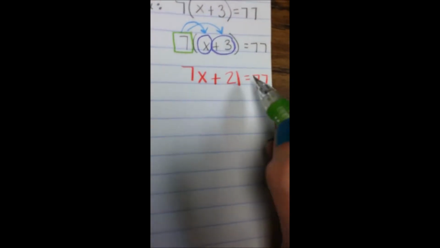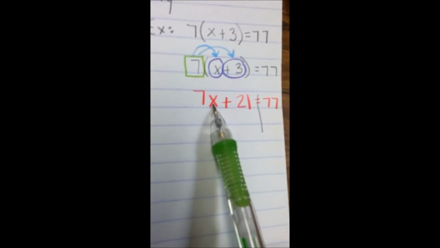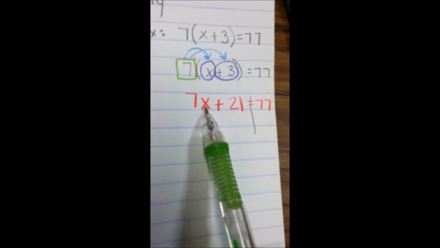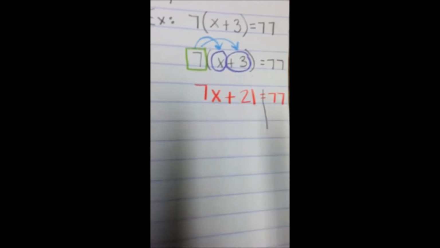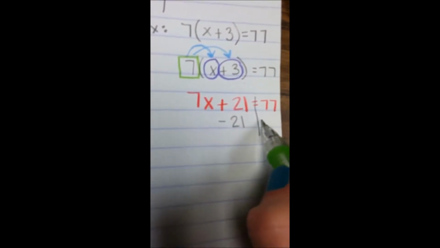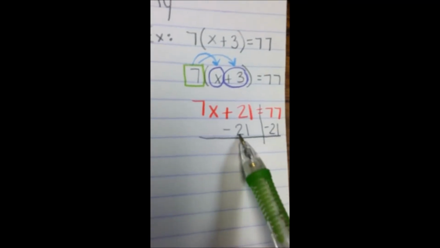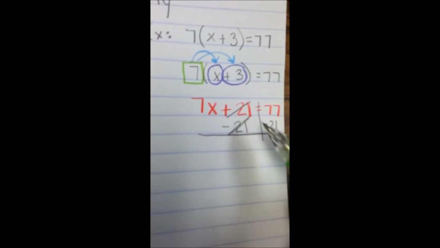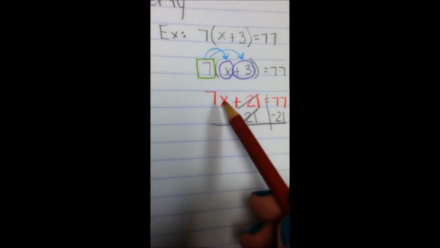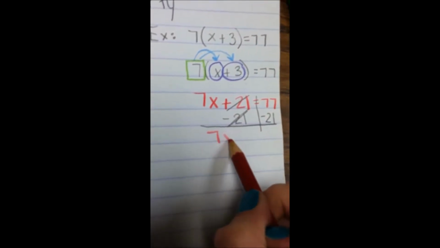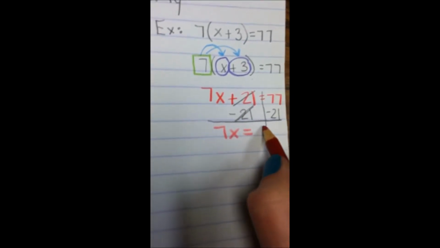So I'm going to draw a line at the equal sign, put my pencil on my variable, and I look for any addition and subtraction, and I see a plus 21, so I will subtract 21 from both sides of the equation. Now, my add 21 and subtract 21 is going to cancel out. I'm going to carry down what's left over here, which is the 7x, and that equals 77 minus 21, which is 56.